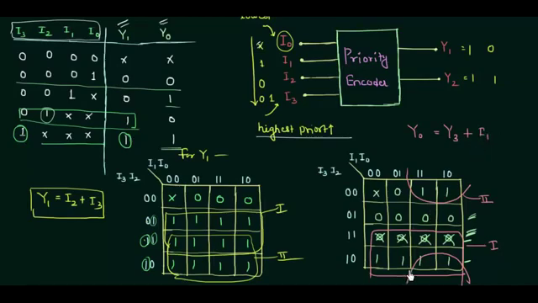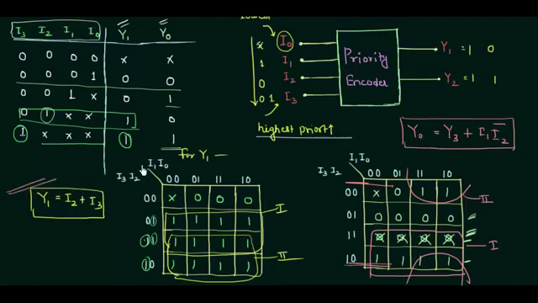Let's check for the second, out of I3 and I2. In I3 and I2, if I see for this row and for this row, I2 is not changing, it's 0 and again it's 0, whereas I3 is changing from 0 to 1. So we will neglect I3 and I will write I2 complement, because I2 is low, 0. So this is what we got after the simplification using the K-map for the function Y0.